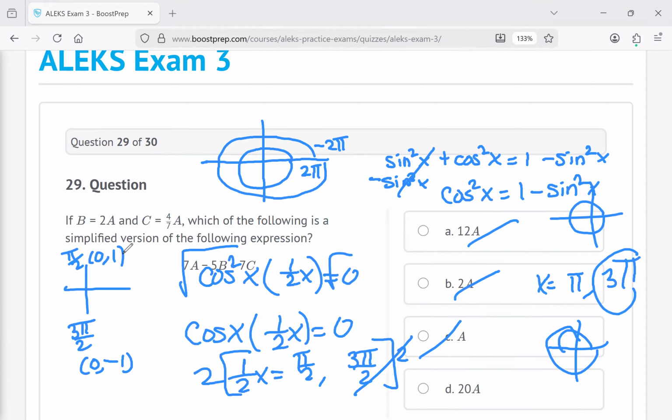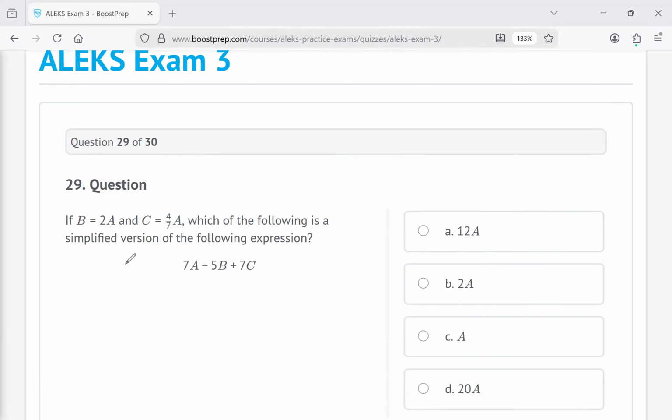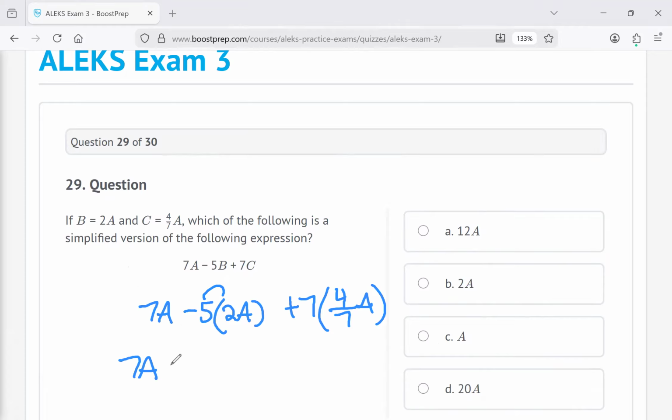This one, we just have to plug in our values. So if b equals 2a, c equals 4/7 a, which of the following is a simplified version? So just plug in what you have. 7a stays the same, minus 5 times b, which is 2a, plus 7 times c, which is 4/7 a, and then simplify. So this is 7a, this is negative 10a, and the 7 cancels, so you're left with 4a. Clean it up, so we can combine that. What's 7 minus 10 plus 4? 7 minus 10 plus 4 is 1a.